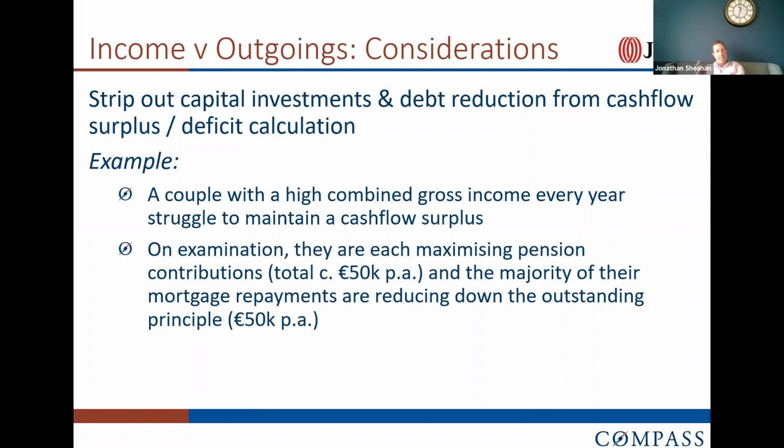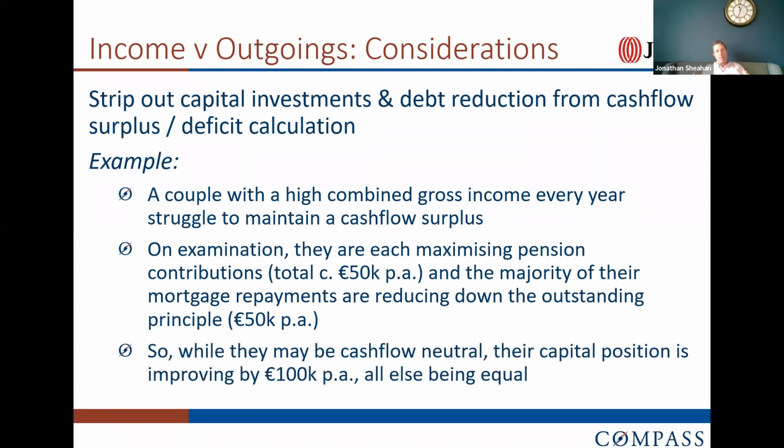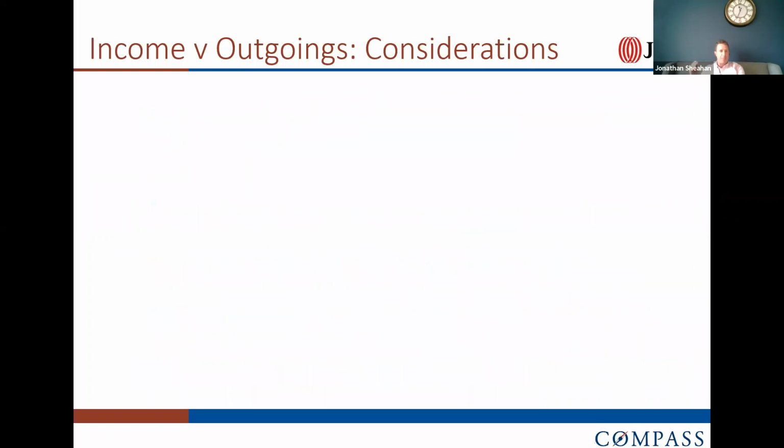But in this case, what actually happens sometimes is that if people take advice from the likes of us and say, you should be maximizing your AVCs into your pension. So husband and wife both working, maximizing their pension contributions. And if they also decide, well, I have a mortgage of 500,000 paid down over 25 years, ultimately, every single year, you're taking a significant chunk off the capital of that mortgage. So while you might be cash flow neutral, remember, you might actually be increasing your capital position at the same time.